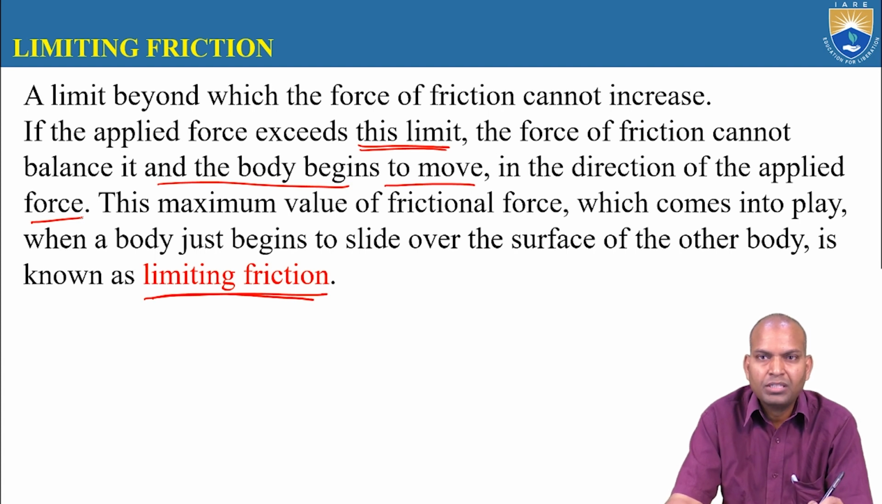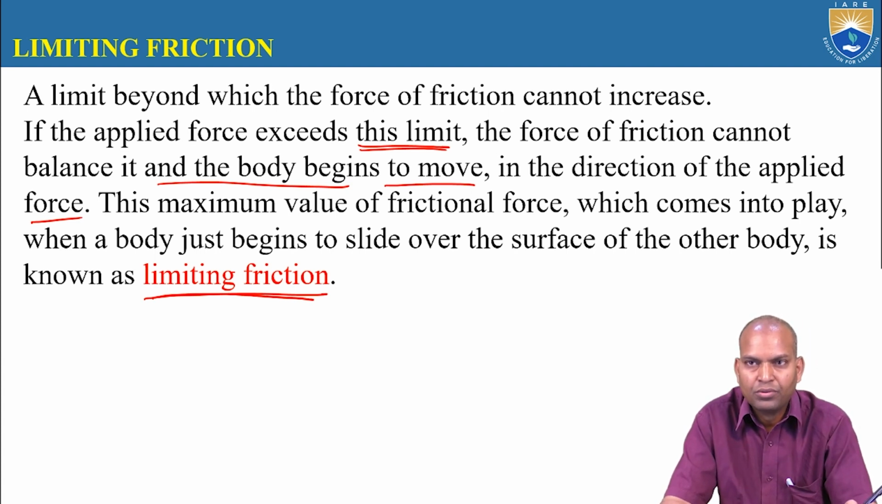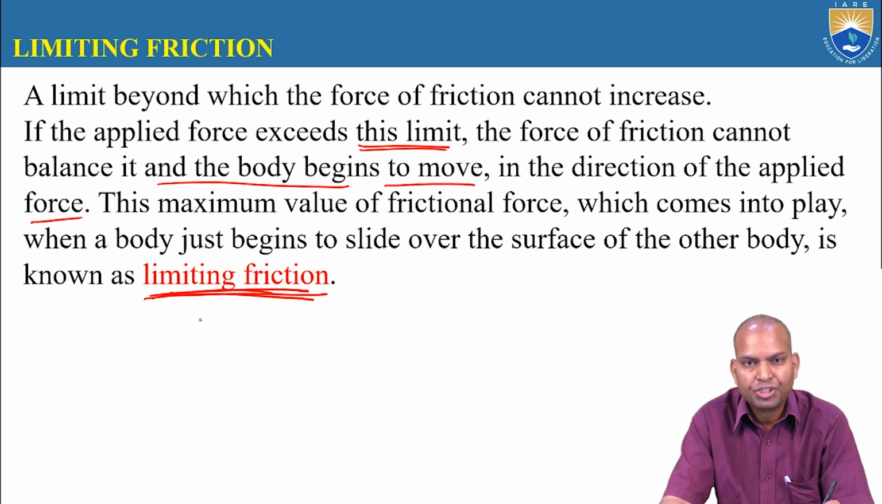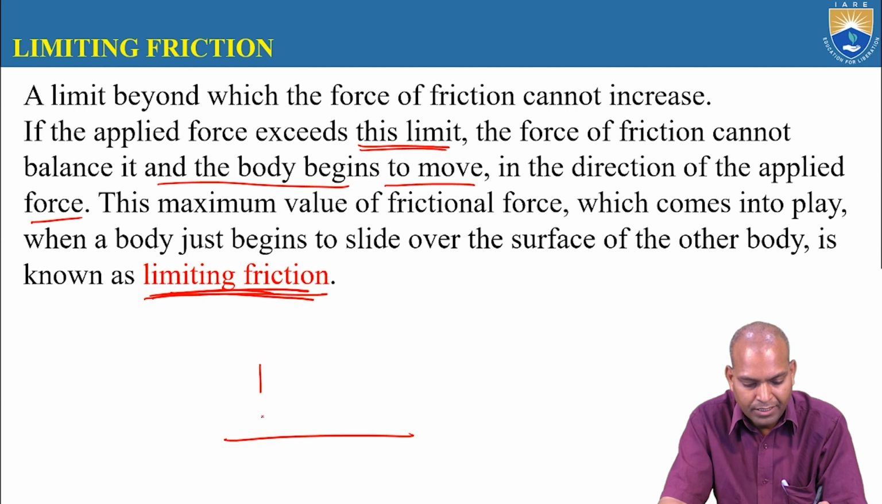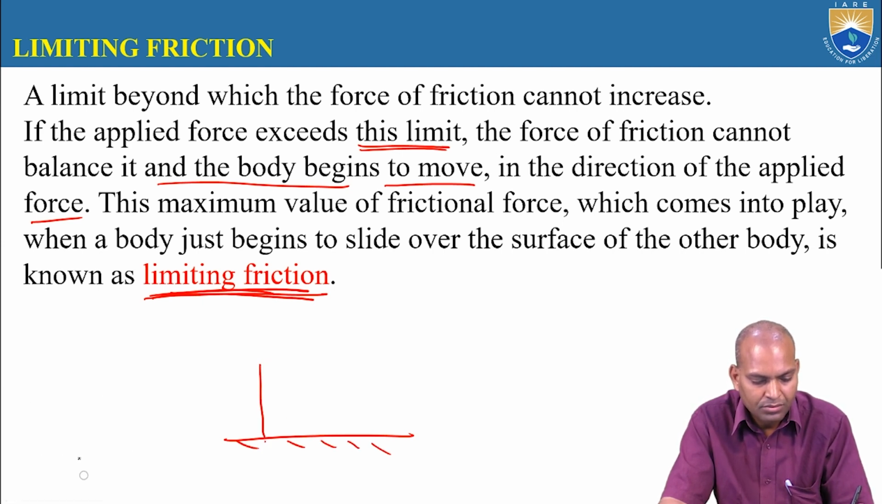So this maximum value of the frictional force which comes into play when your body just begins to slide over the surface of the other body is known as limiting friction. Let me take an example so you can understand it better. This is the surface and the body you kept on it.